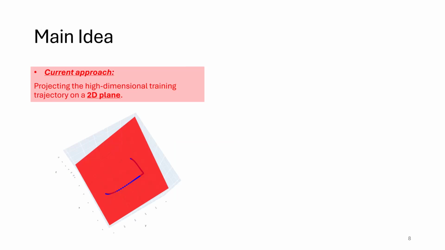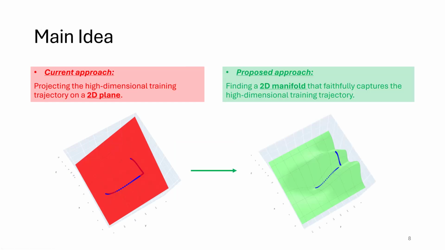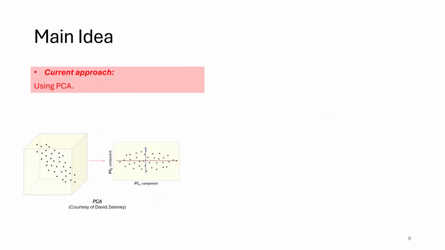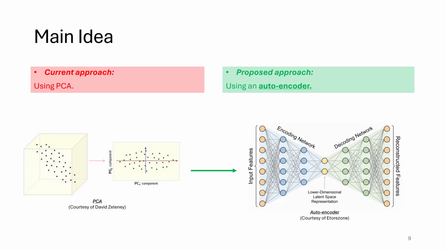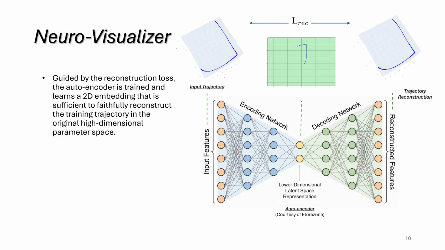So, how do we improve on the existing visualization method? Well, we noticed that these methods extract 2D planes, and as we said, high-dimensional trajectories do not fit on a 2D plane. So, for example, here we see a trajectory, and it clearly does not fit on the plane. But they do fit on 2D manifolds, and that is the key to our solution. And since current approaches use PCA to select the 2D slice, we need to use something different, something nonlinear. And as such, we decide to use an autoencoder. So this is how the Neuro-Visualizer is born.